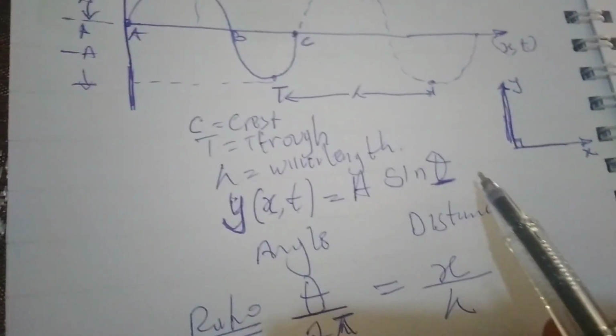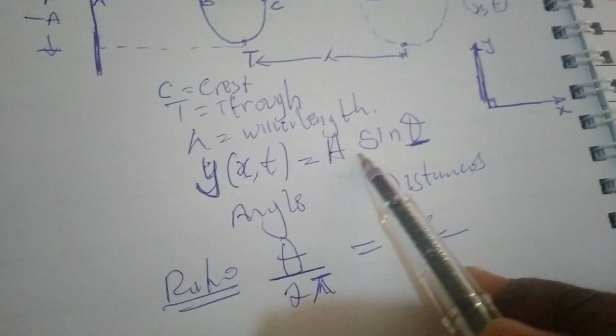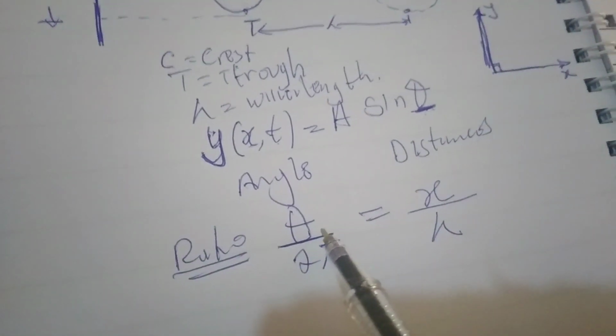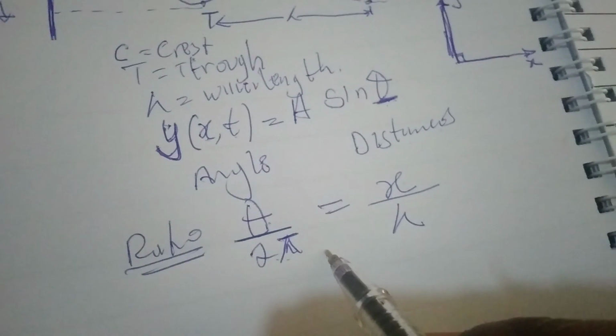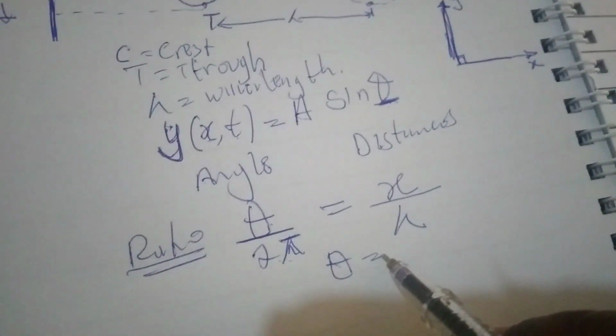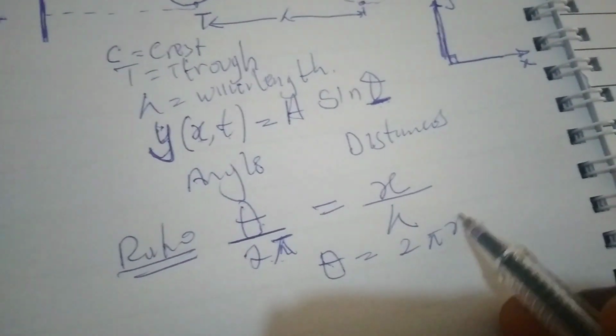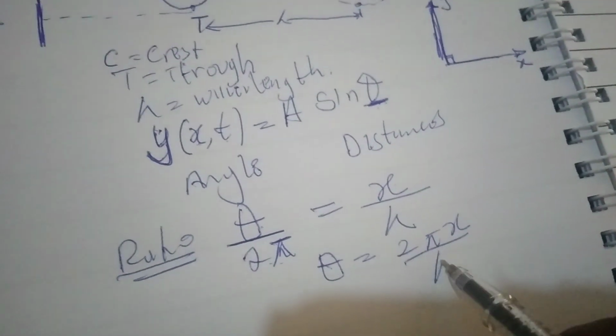In order to eliminate theta in this expression we have here, we can make theta the subject of the formula by cross multiplying 2 pi to that side. So in this case, theta is now equal to 2 pi x divided by the wavelength, or lambda.